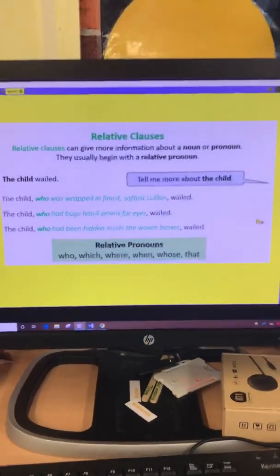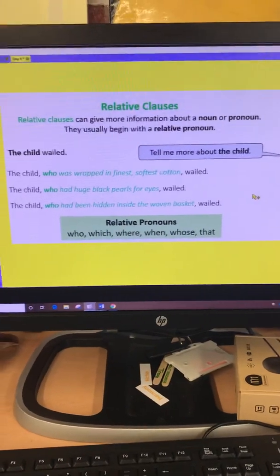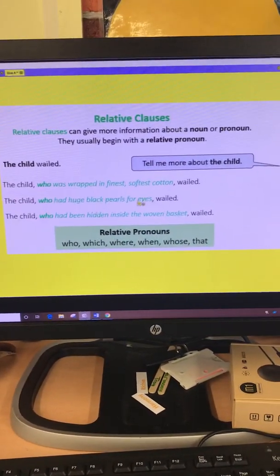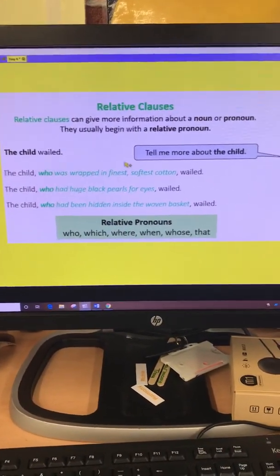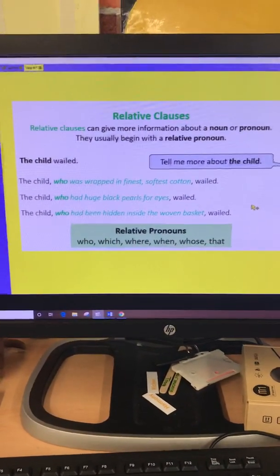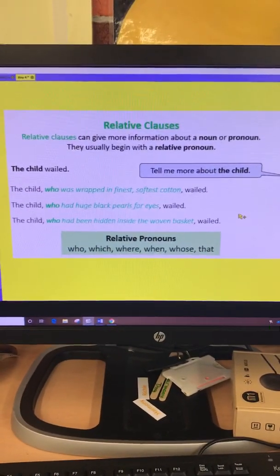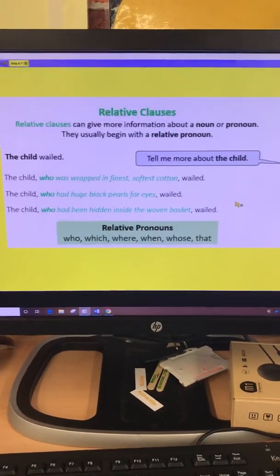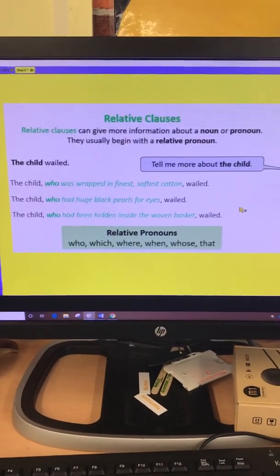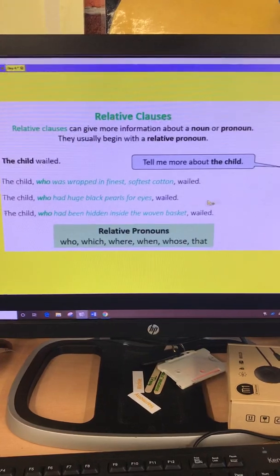So, relative clauses usually begin with a relative pronoun. They give us more information about a noun or pronoun. So here we've got: the child wailed. We want to know more information about the child. So here are some examples of how we could use relative clauses. The child, who was wrapped in finest, softest cotton, wailed. The child, who had huge black pearls for eyes, wailed. The child, who had been hidden inside the woven basket, wailed.